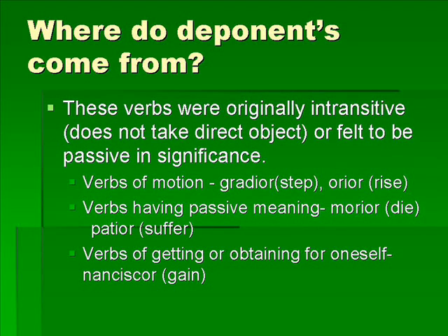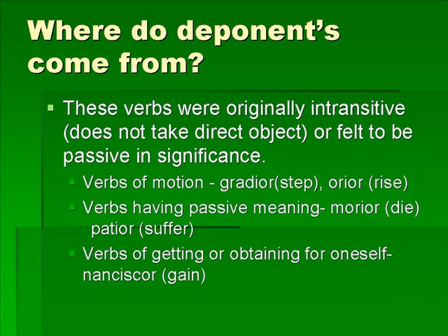Where do deponents come from? The answer may be due to the fact that these verbs were originally intransitive, meaning they do not take a direct object, or felt to be passive in significance. We may classify these into three groups. 1. Verbs of motion, such as gradior. 2. Verbs having a passive meaning, such as morior, die. 3. Verbs of getting or obtaining for oneself, such as nanciscor, to gain for oneself.